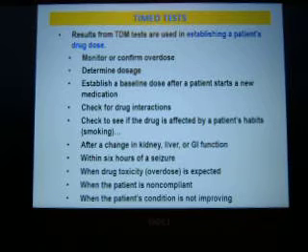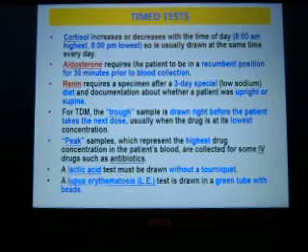That's a lot of times when we're establishing these patients' drug dosage. We want to monitor or confirm any type of overdose. We want to determine if they're getting the right dosage. Is it doing what it's supposed to do? We need to establish a baseline dose after a patient starts a new medication. You want to check for drug interactions, check to see if the drug is affected by a patient's habits, such as smoking, after a change in kidney, liver, or GI function, within 6 hours of a seizure, and on and on. So just remember, it is important to get these tests done at a certain time.